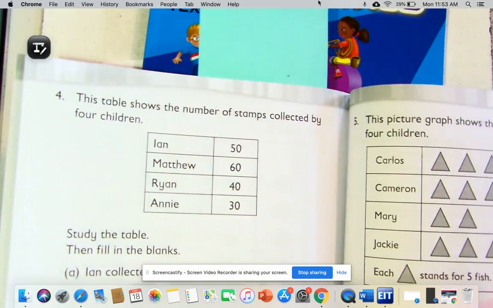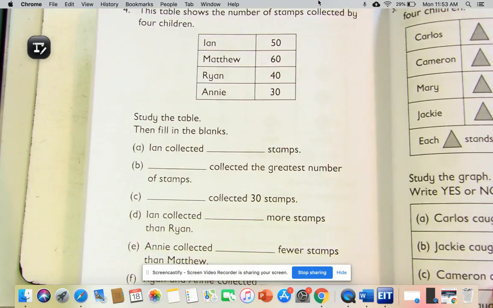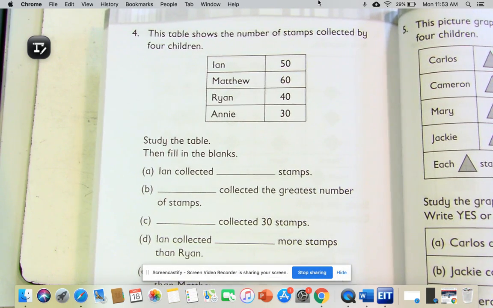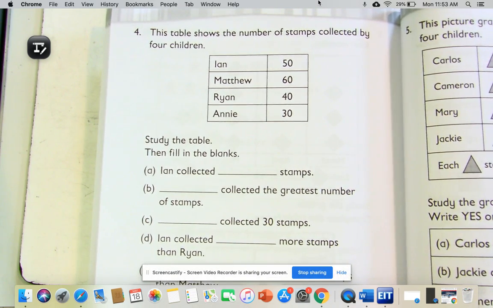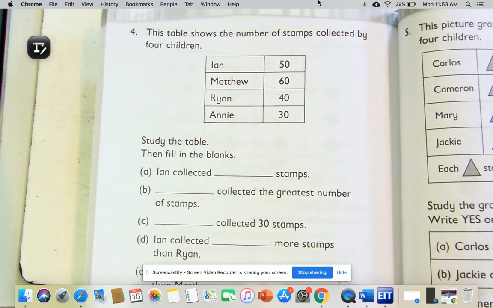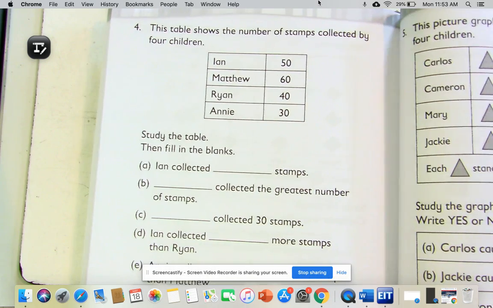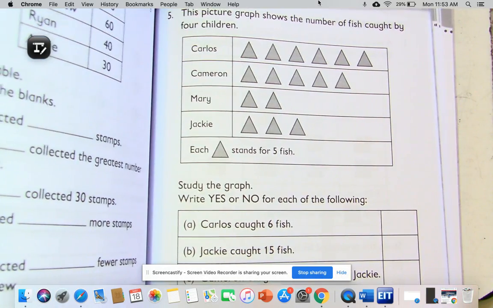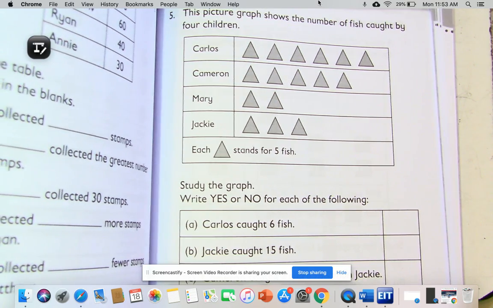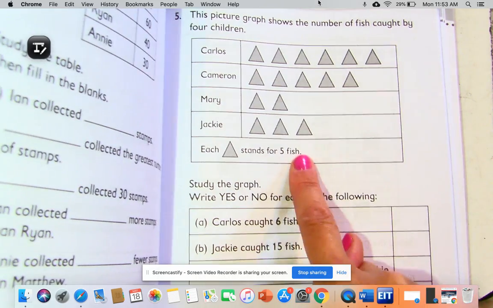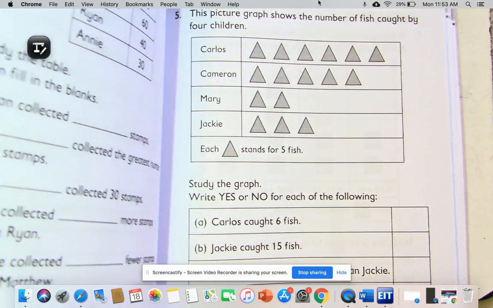And let's see, the next page, we have some more questions about a different graph, about some kids who collected some stamps, Ian, Matthew, Ryan, and Annie. And we have one more graph on the last page about some fish again. Each triangle stands for 5 fish. And then we have a few questions to answer.